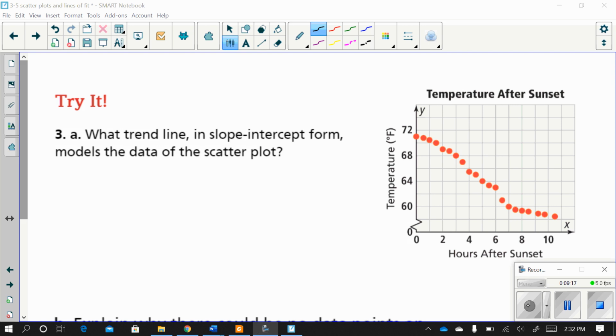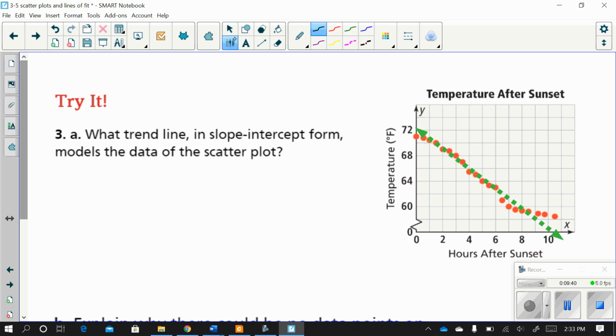All right, so here's one for you to try. Okay, what trend line in slope-intercept form models the data of the scatter plot? Okay, so how about this? I will draw a line in there for you because it's really going to be hard to pick points, especially when you don't have this. So that looks about even to me.